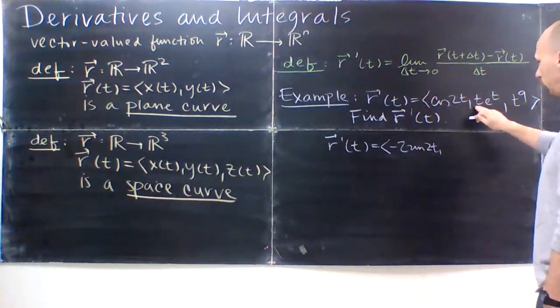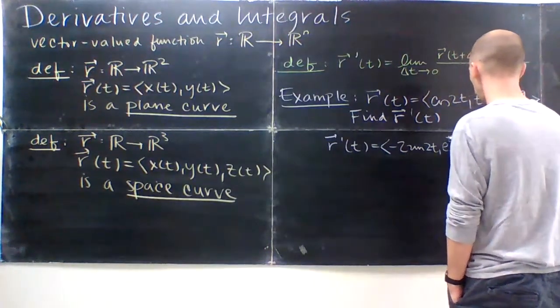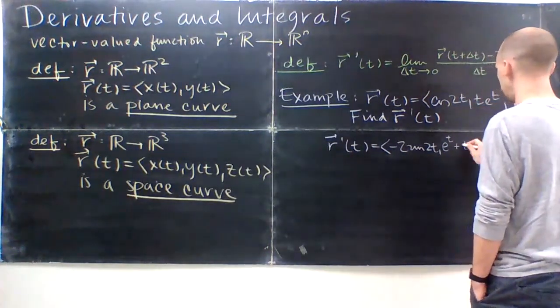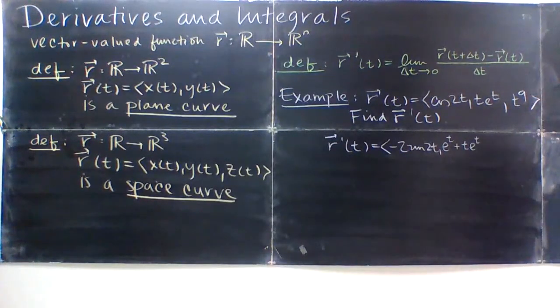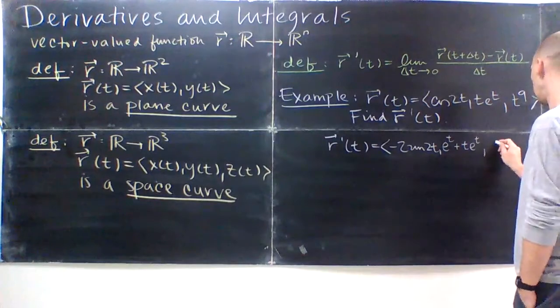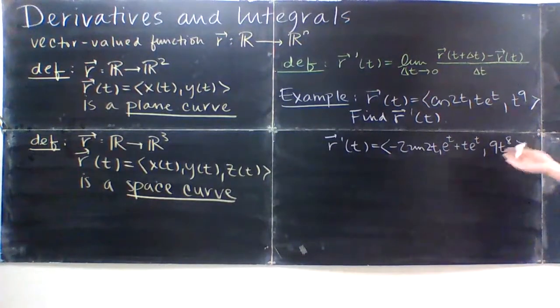I'm going to take the derivative of t with respect to t first, that's 1, and leave e to the t the same. Then I'm going to add in, leaving t the same, and taking the derivative of e to the t, which is just e to the t. And then the derivative of t to the 9 is going to be 9 times t to the 8. Okay? See, this is very doable for us.